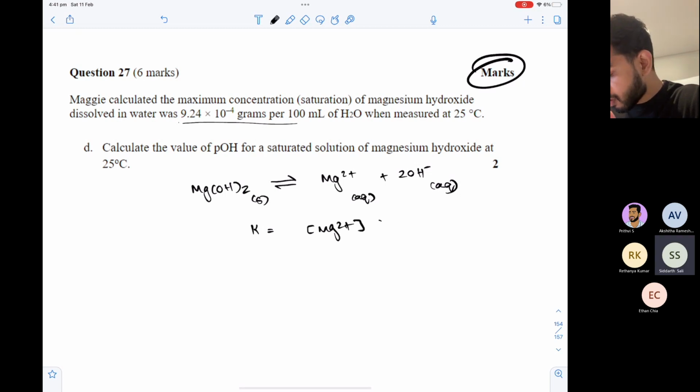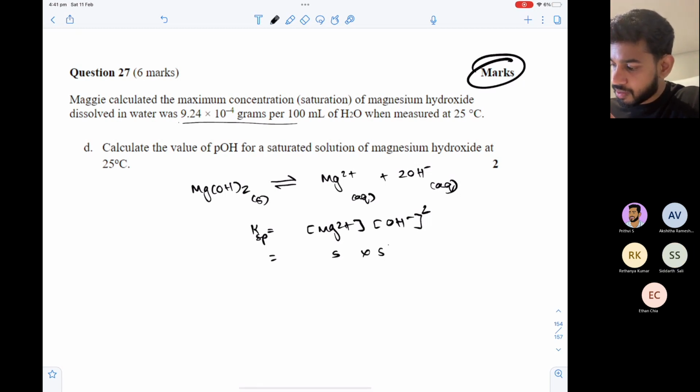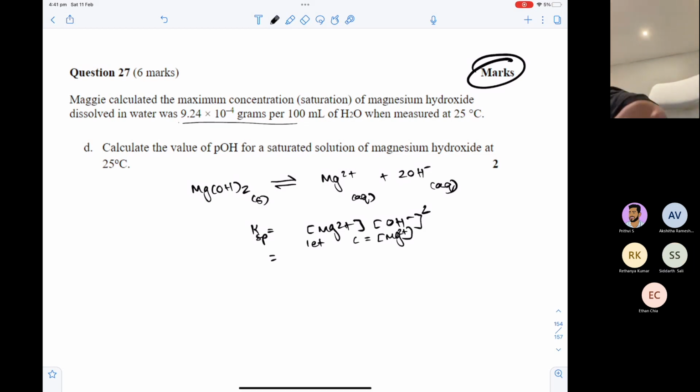And then I let the concentration of OH equal to S. So did you do S times S squared? It'd be S times 2S squared. Good. So you didn't let OH equal to S, you let Mg equal to S. Yeah. So you can say let the concentration of Mg2+ ions equal to S, right?